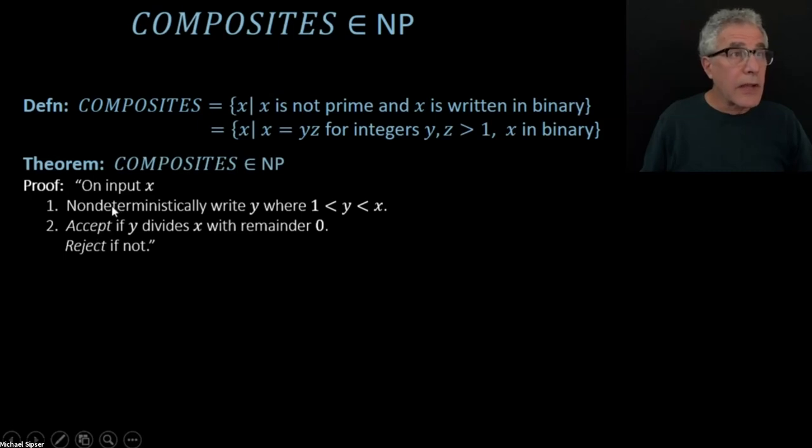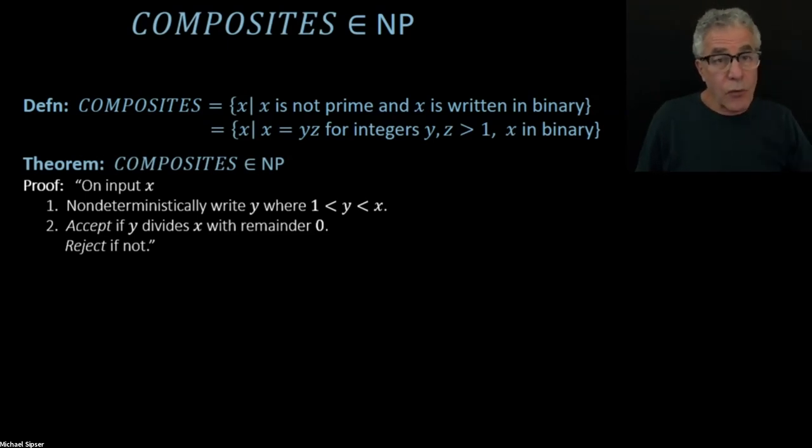After we've non-deterministically chosen Y, I'm going to test to see if Y is really a factor. We'll see if Y divides evenly into X with a remainder of 0. If that branch successfully picked the right Y, it's going to accept. Some other branch which might have picked the wrong Y will not. And if X is really a composite number, some branch will find the factor.